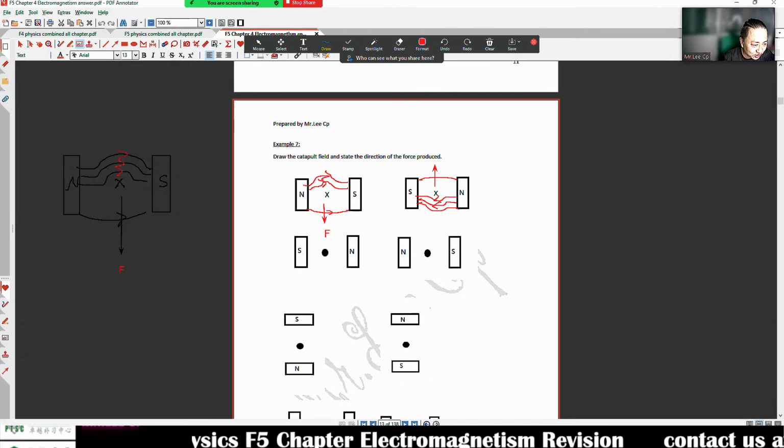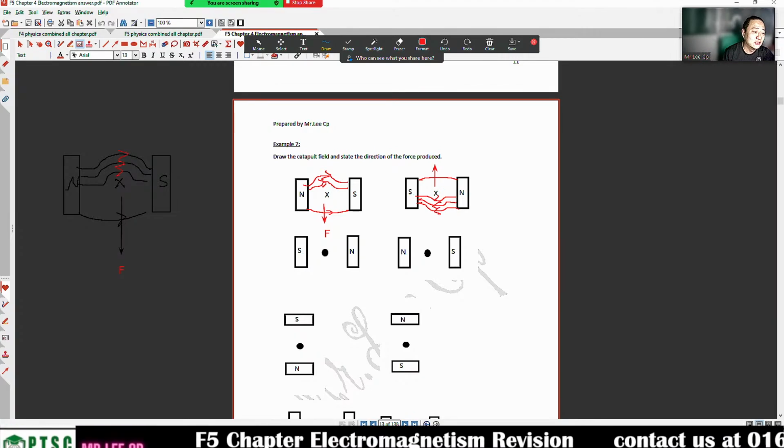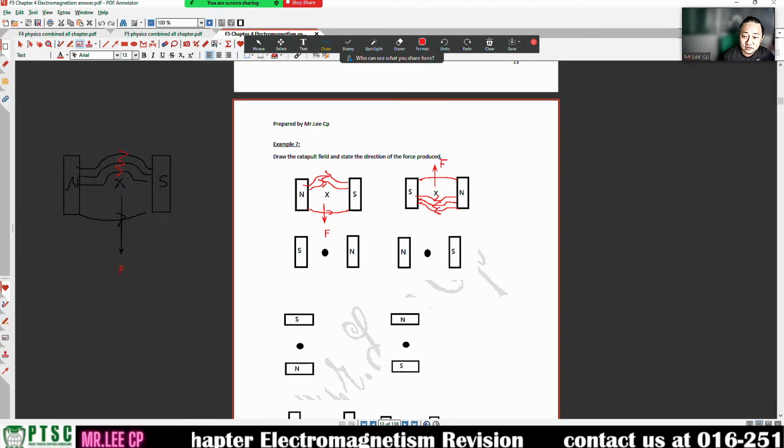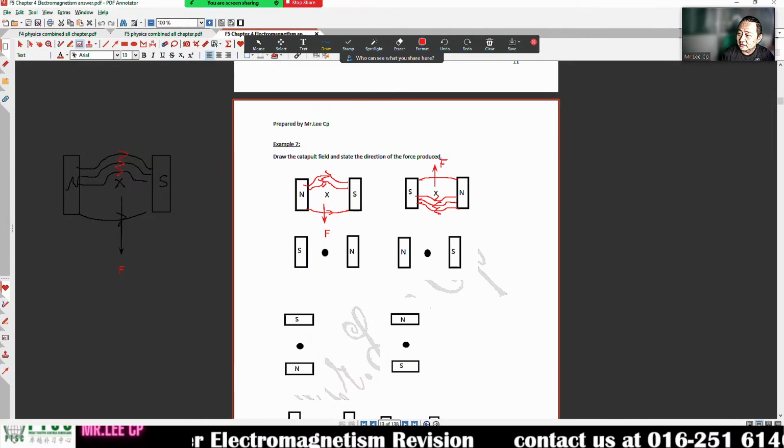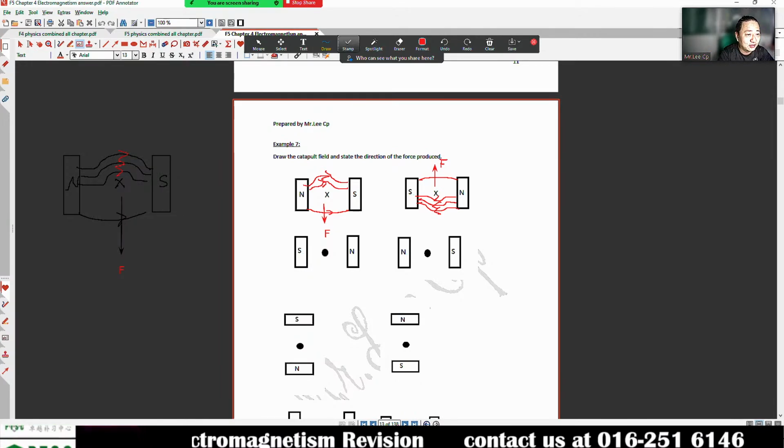No need to draw so nice. Like that only. So this is the direction of the force. Is that okay for you? Right, okay, right?